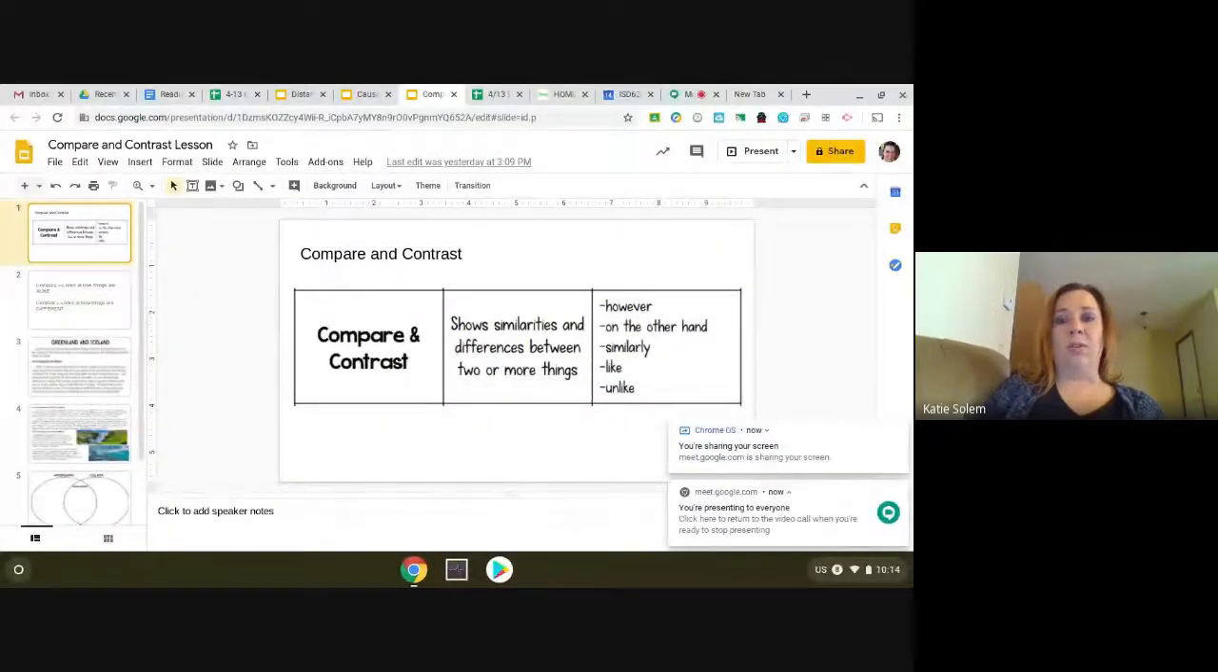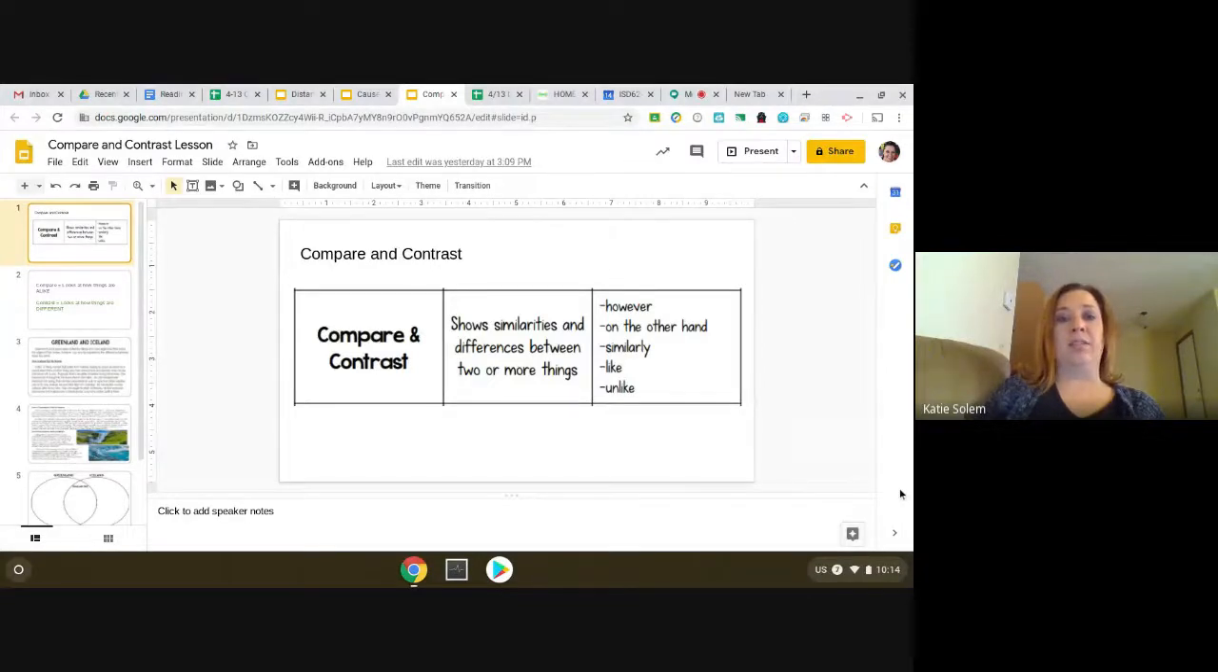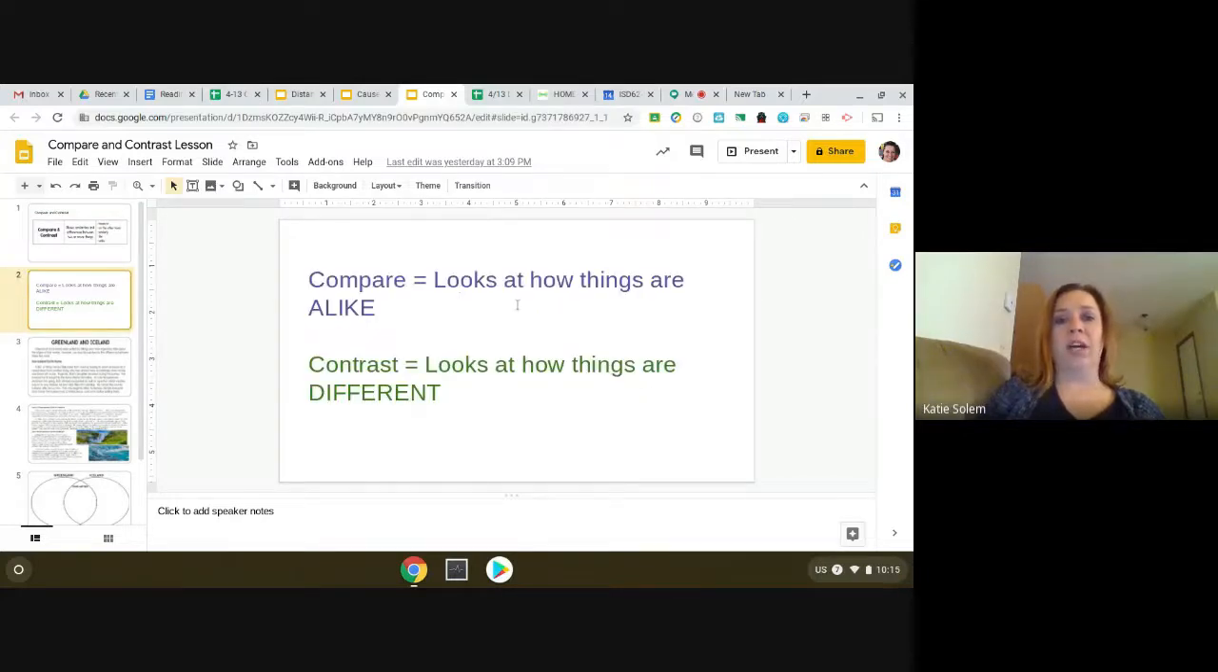When we talk about compare and contrast, we are looking at how things are the same and how they are different. The writer is showing similarities and differences between two or more things. We can often get clues that we're reading a compare and contrast article because we'll see words like however, on the other hand, similarly, like, or unlike. When we're comparing the things, we're talking about how they are alike. And when we're contrasting them, we're looking at how they are different.